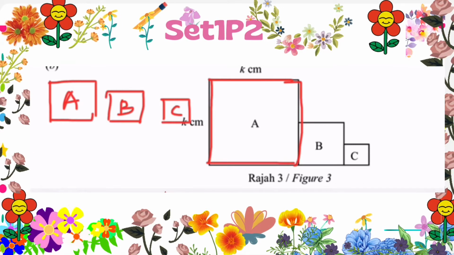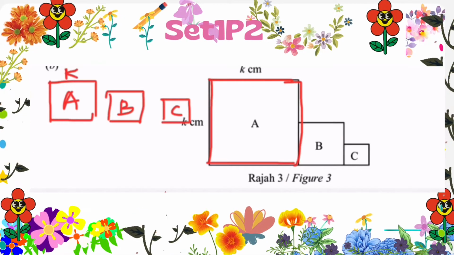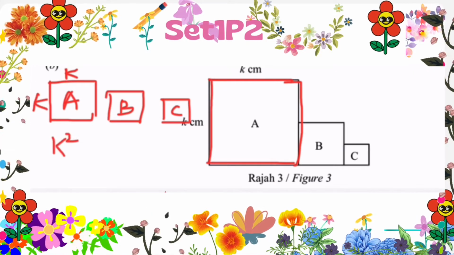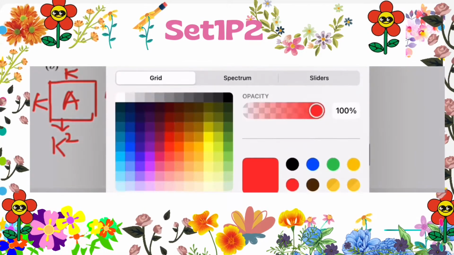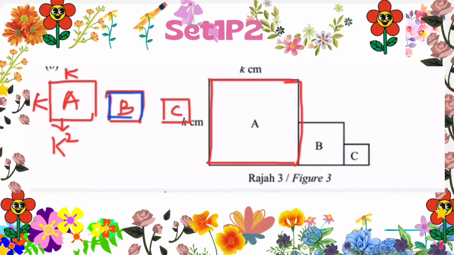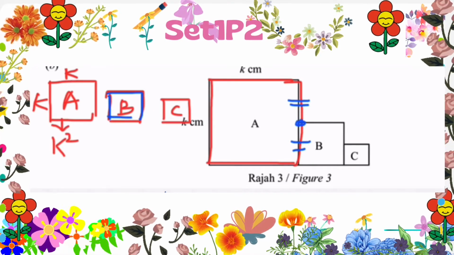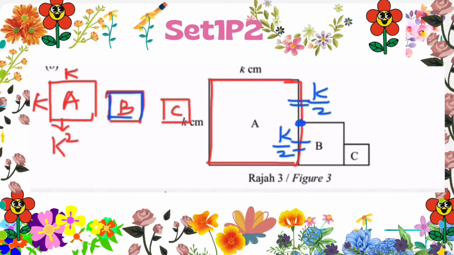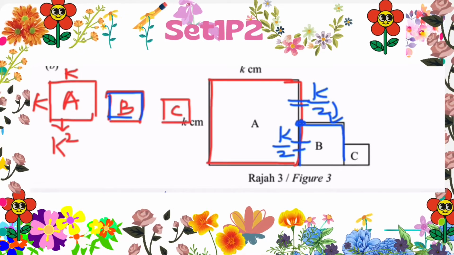Now let's study the area of the square, right? So this side is K, this is K. So the area here for A is K squared. For B, what about the area for B? Let's study this side. According to the question, this is a midpoint. So this one should be half of K, right? So every side here will be half of K for this blue square, right?